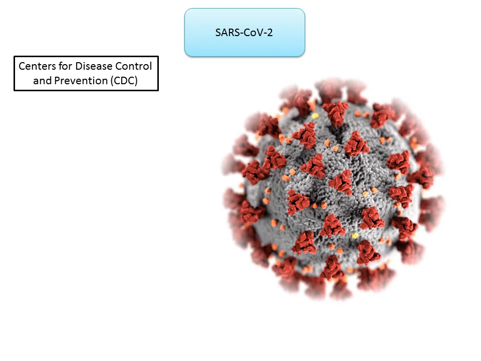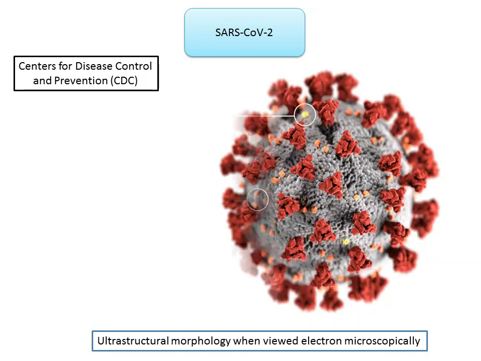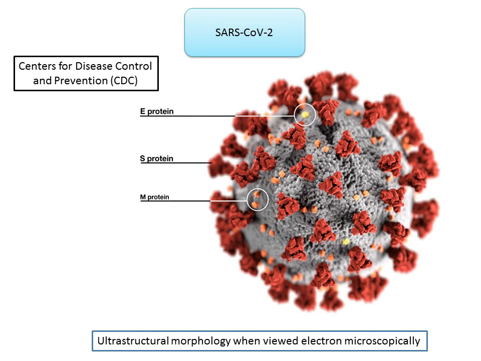Recently, the Centers for Disease Control and Prevention (CDC) revealed ultrastructural morphology exhibited by coronaviruses when viewed under an electron microscope. The spikes that adorn the outer surface of the virus impart the look of a corona surrounding the virion. The protein particles E, S, and M are also located on the outer surface of the particle and are responsible in the pathogenesis of the disease.